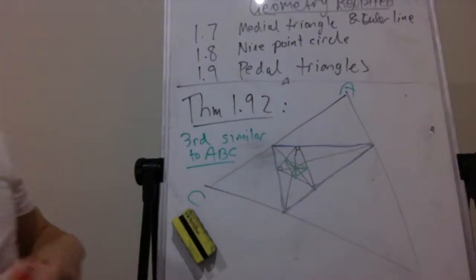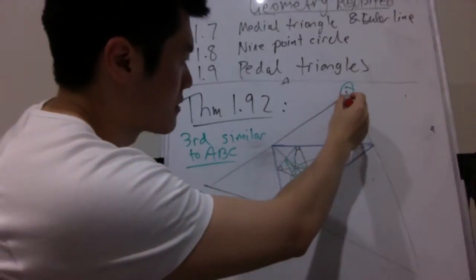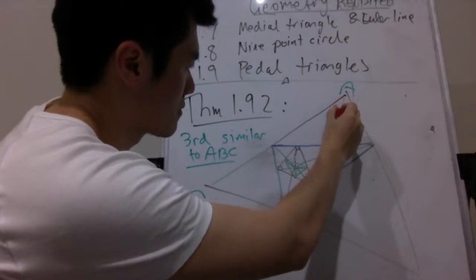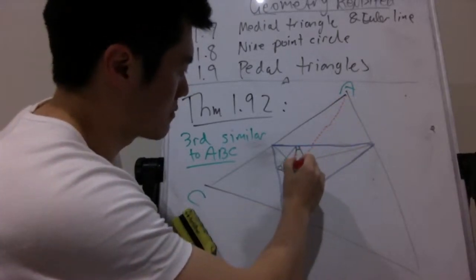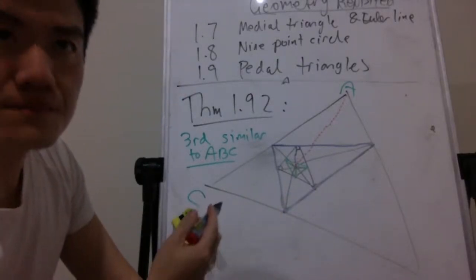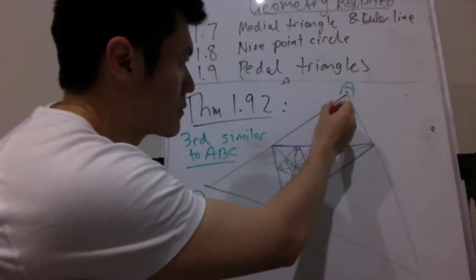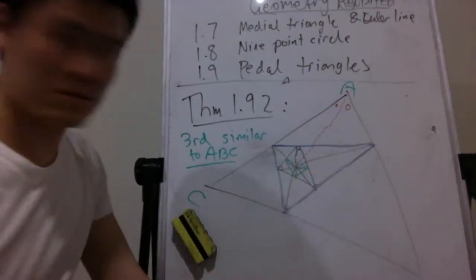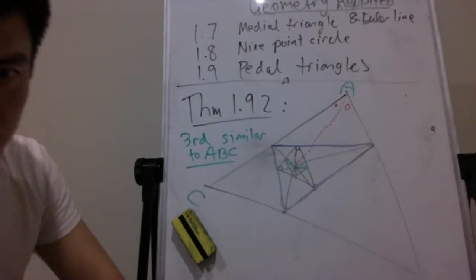All right, so here's the hint. Think of this dotted line here. Do you see that? It connects to P. Wait, that means some angles are equal. And then angle chase these two angles. Yeah, angle chasing.